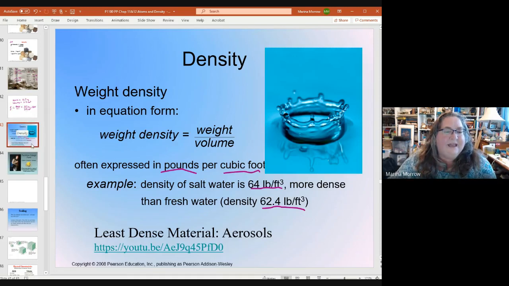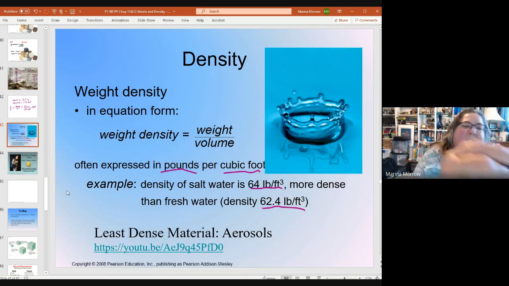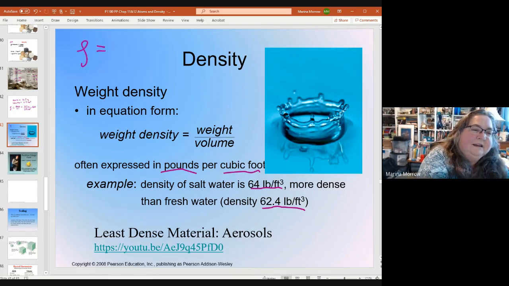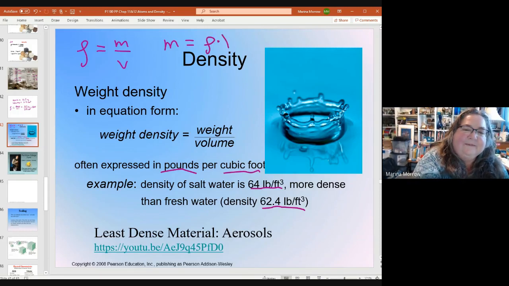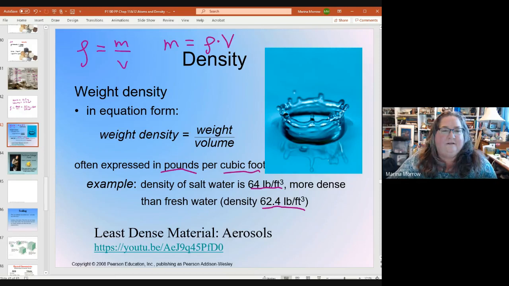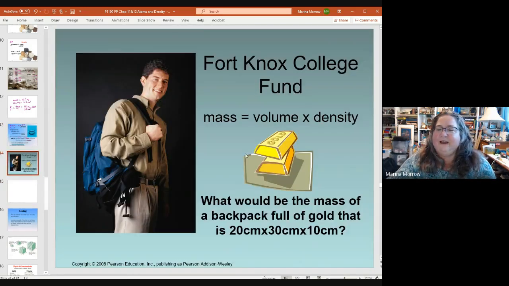So if you're trying to figure out the mass, since density is mass divided by volume, then turn it around, mass is going to be equal to density times volume. Okay, so let's do a calculation of that. Here we've got this student visiting Fort Knox, and they decide to take out a loan from the government, throw a couple of gold bars in their backpack. The question is, what would be the mass of a backpack full of gold that is 20 centimeters by 30 centimeters by 10 centimeters?